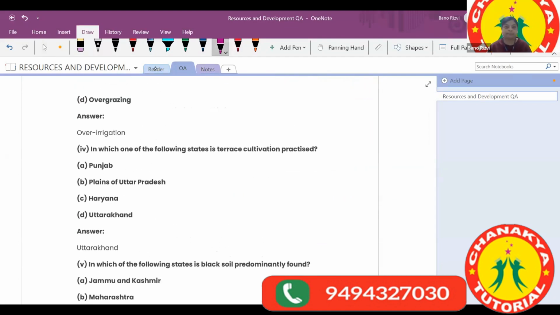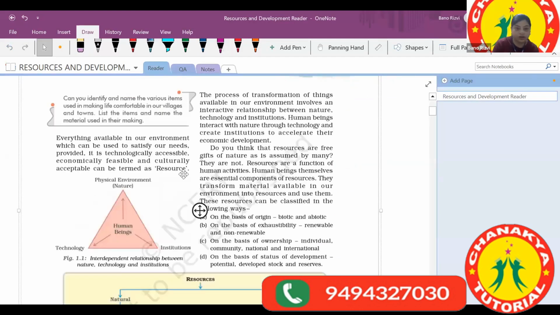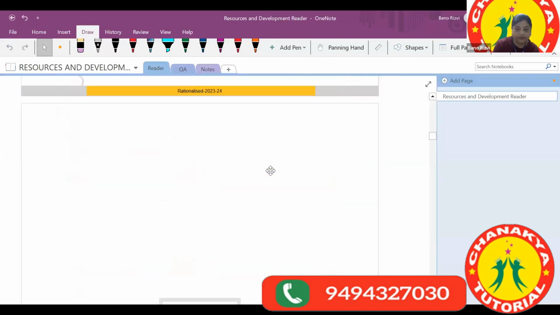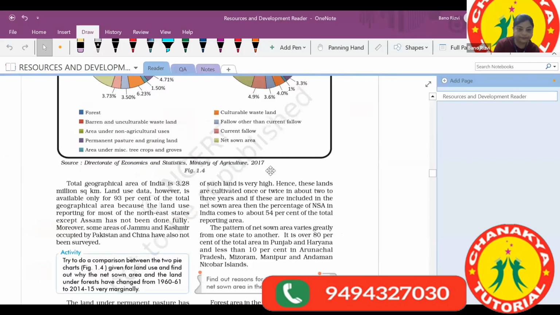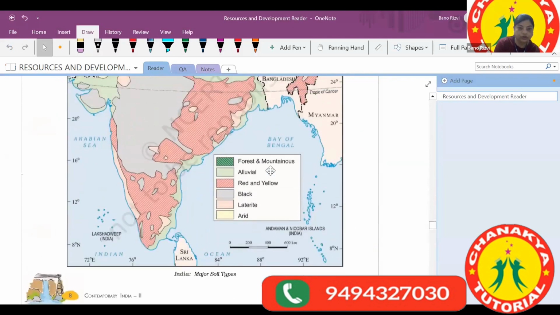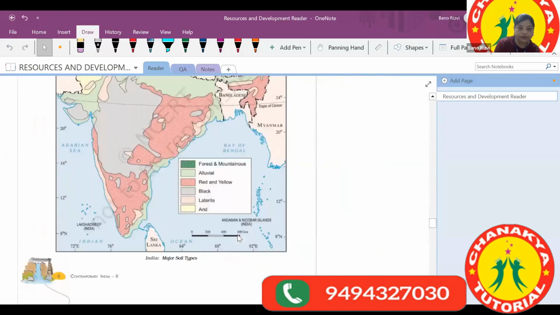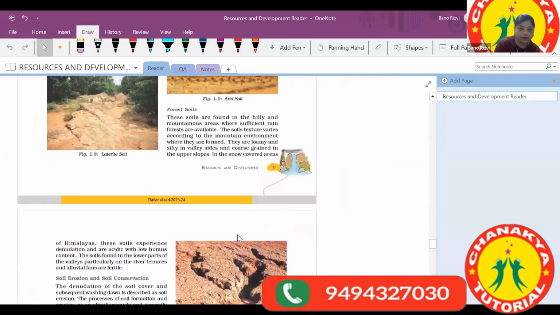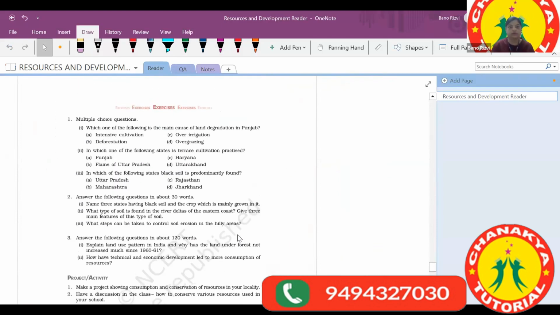I think we have done almost everything from your reader. You should go through this map. In your reader, this is very important. Do you want to do the MCQs also? Let's do the MCQs.